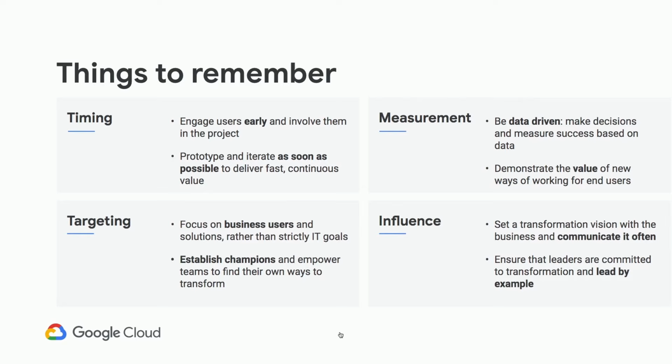And in regards to targeting, really remember that you need to focus on your business users and the solutions, rather than just strictly IT goals. You really want to make sure that you're establishing those champions, whether it be your stakeholders or that Google Guide community, and really empower teams to find their own ways to transform. Very similarly, you want to make sure that you're setting that transformation vision with the business and communicating it very often. Ensure that leaders are committed to transformation and lead by example.